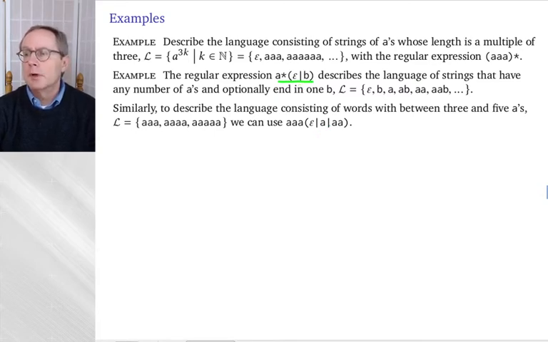Okay, so similarly, to describe the language, the collection of strings, consisting of words with between 3 and 5 A's, so 3 A's, 4 A's, 5 A's, you can use A, and then epsilon or AA. So again, optionally pick either double A or single A, and optionally is the epsilon because you've got to pick something. So if you pick the epsilon, if you pick the empty string, then that acts as though you hadn't picked anything.